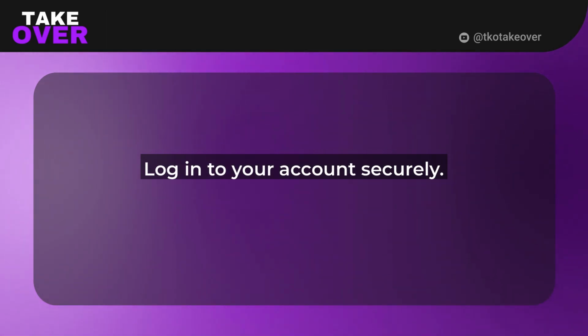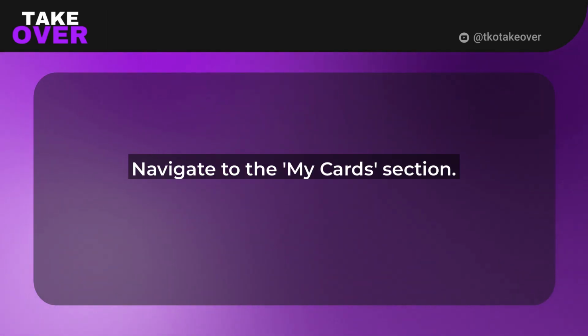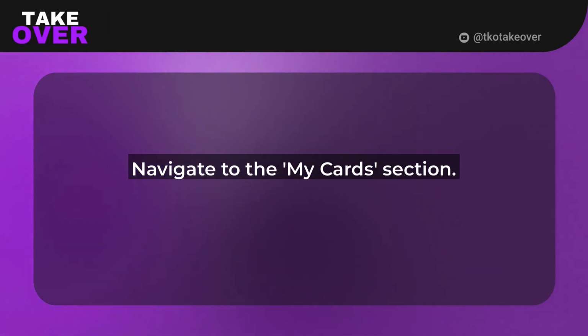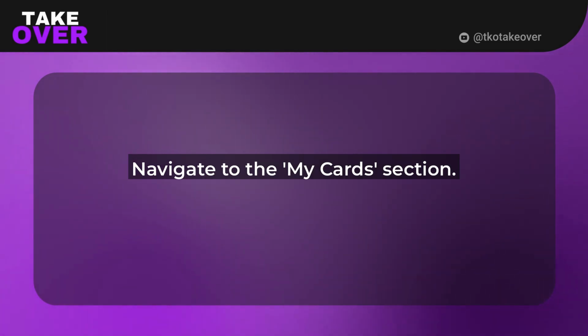Step 1. Open the Wisely app and log in with your username and password. If you're on the website, head to the login page and enter your details securely. Step 2. Once logged in, navigate to the My Accounts or Cards section. This is usually found in the main menu or dashboard. Look for an icon that resembles a card or wallet.